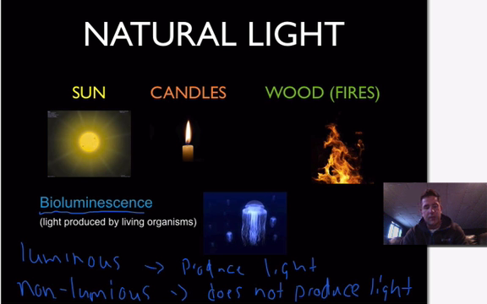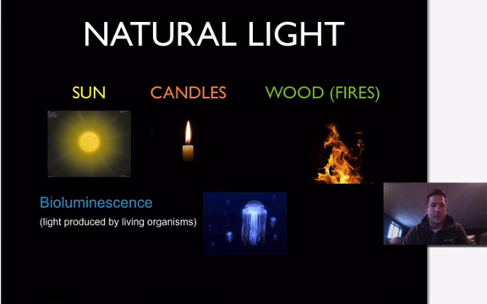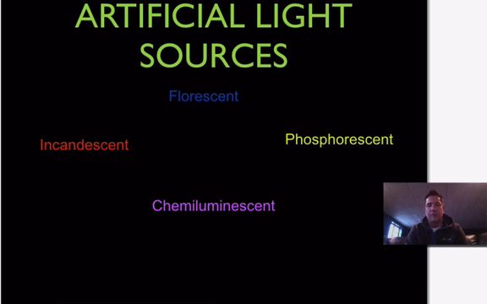So luminous means it's going to produce light. Non-luminous means it does not produce light, and we'll talk about that in the next topics to follow. But those are natural light. But what about artificial light sources? So we have light sources that are artificially occurring.